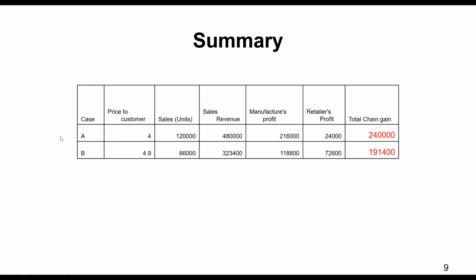So which means what? In Case A, I am saying the price to the customer is fixed at 4, so that the producer has maximum profit: retailer profit is 24,000, manufacturer profit is 2,16,000, and the total chain gain is 2,40,000 rupees. At the same time, if I price to the customer at 4.9 as per the retailer's maximum profit, which is pretty high from this perspective, the total chain gain is 1,91,400. But here the manufacturer's profit is less. So in Case A, this is maximizing; in Case B, this is maximizing.